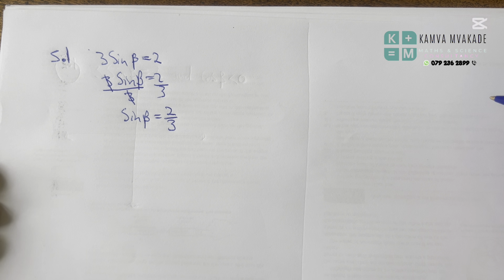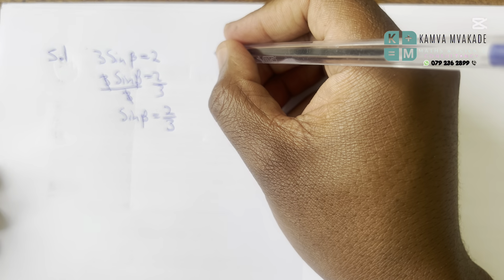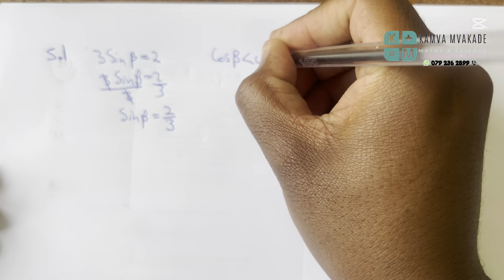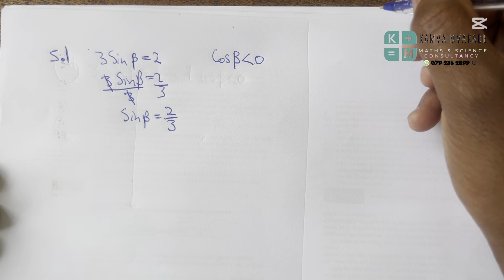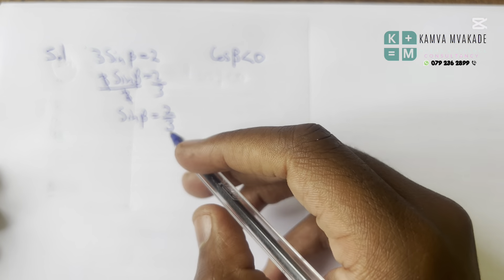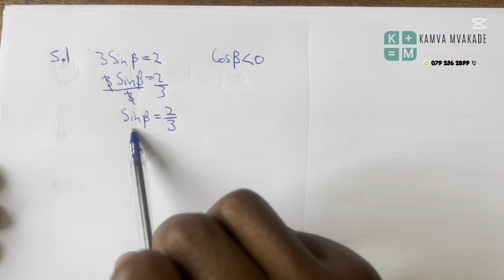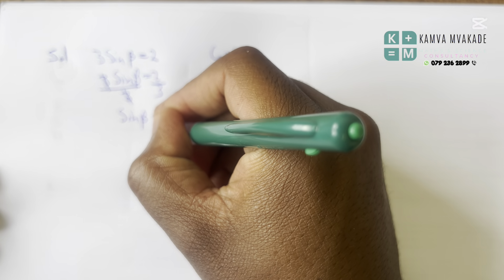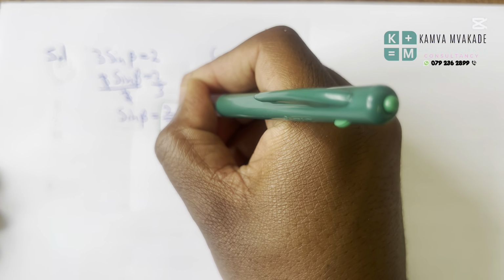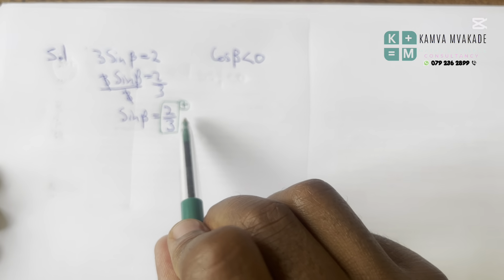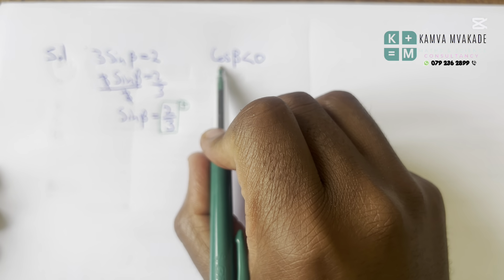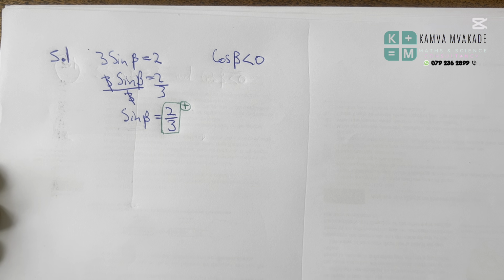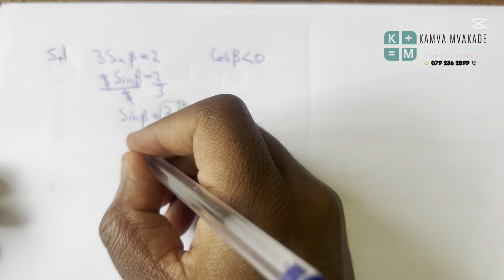But what do we see there? We've got a restriction: cos of beta is less than 0. So we are going to look for a quadrant where sine beta is positive and cos of beta is negative. So that will be quadrant number 2.